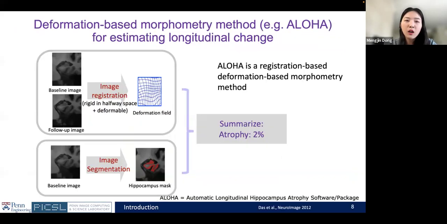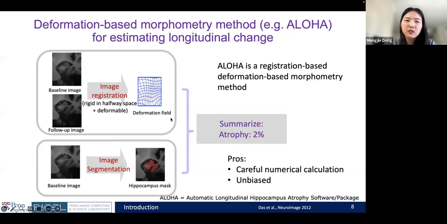In the past, the way to measure longitudinal progression was the deformation-based morphometry method. This is an algorithm that was developed in my PhD lab at PICSL at UPenn, where we measure the change directly in a longitudinal way. When we have the baseline image and the follow-up image, we perform an image registration, where we conduct a rigid registration plus a deformable registration and obtain the deformation field. We also perform baseline image segmentation, which was done by an automatic image segmentation tool called ASHS. Then we apply the hippocampus mask and integrate it over the deformation field, and we are able to summarize an atrophy rate for this image pair.